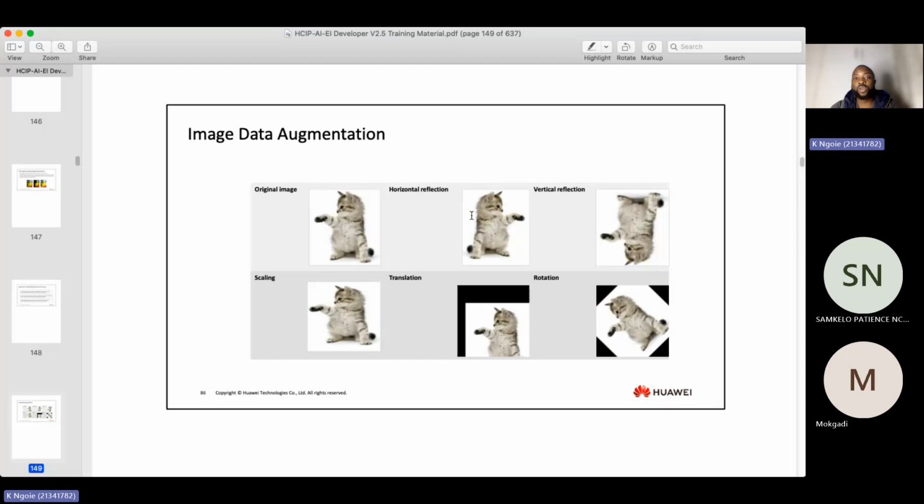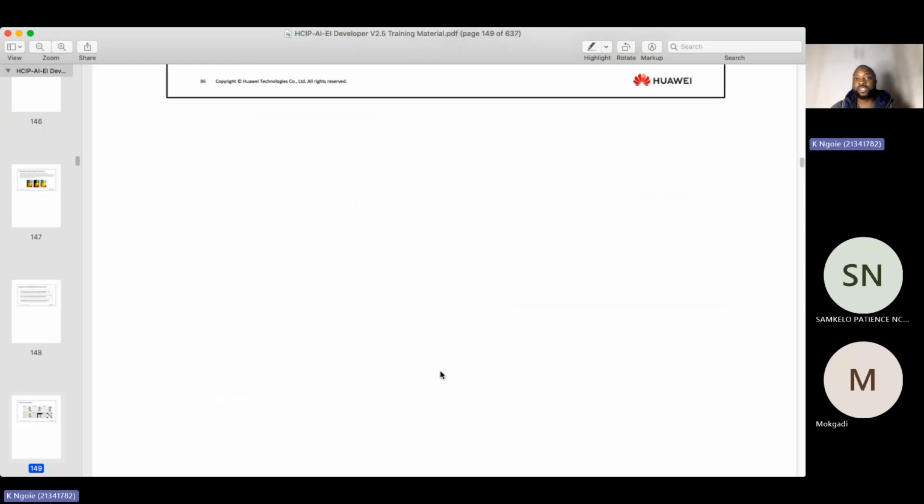You understand? So here we've done a horizontal reflection, a vertical reflection. We've done a scaling here, a translation here, and the rotation here. So this will help the AI be smarter.